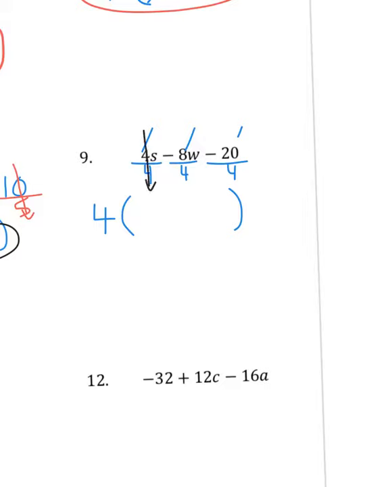4 divided by 4 is S, and it's going to be positive S, I'm not writing 1. So 8 divided by 4, that's negative 2W, and negative 20 divided by 4, negative 5. And I just want to make sure you know that this S should not look like a 5. You want to make sure it looks like an S. So you could use a lowercase s like that, or you could just make sure it looks like an S.